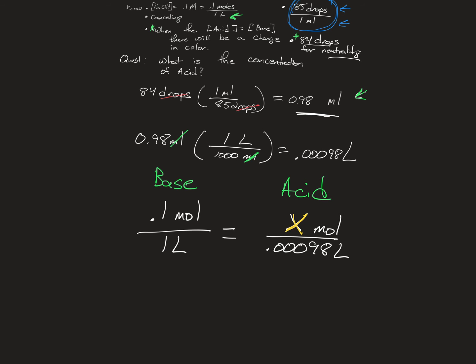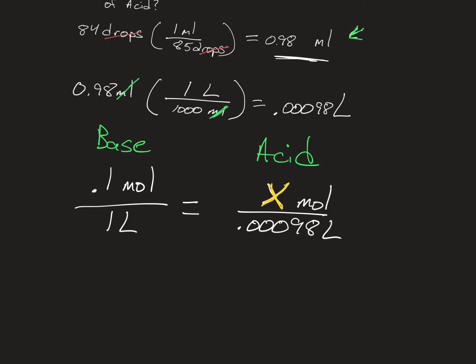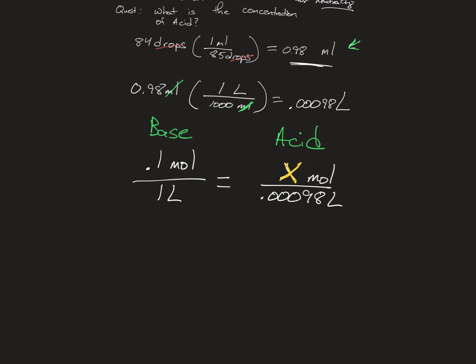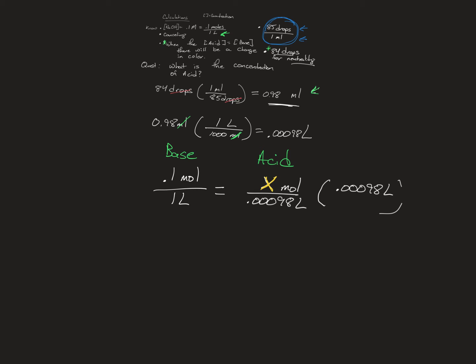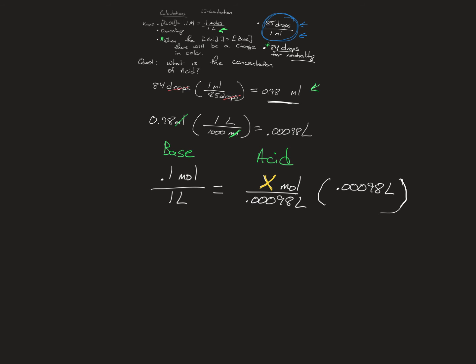If we have an X number of moles over liter, and we have to solve for X, what do you do? You've learned this in algebra, probably in middle school, certainly hopefully in high school by now. You multiply this side by 0.00098 liters. Of course, in that case, these two cancel, right? And what you're left with on this side of the equal sign is X moles. But whatever you do to one side, you have to do to the other.